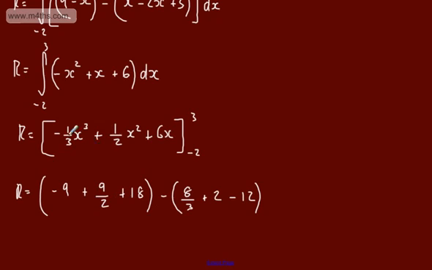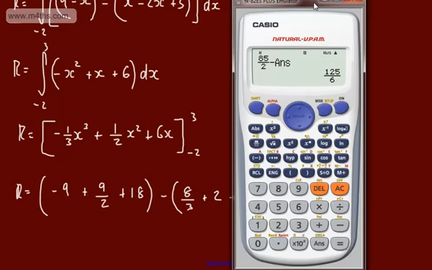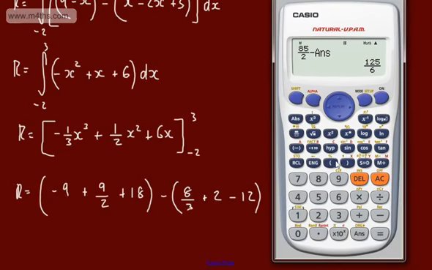Show clearly how you're doing this. I've been a bit lazy and not showing the examiner, and I'm assuming that you'll be able to do that. What we're aiming for though is this same value.